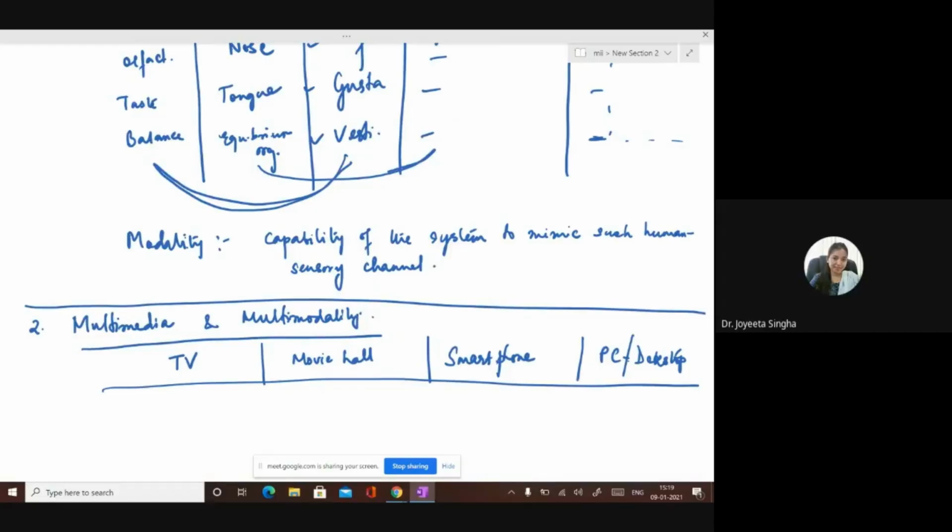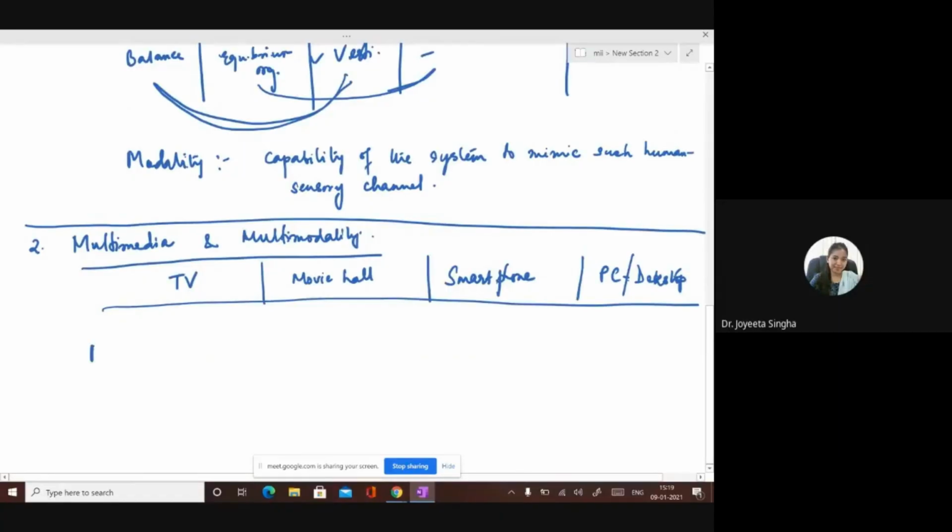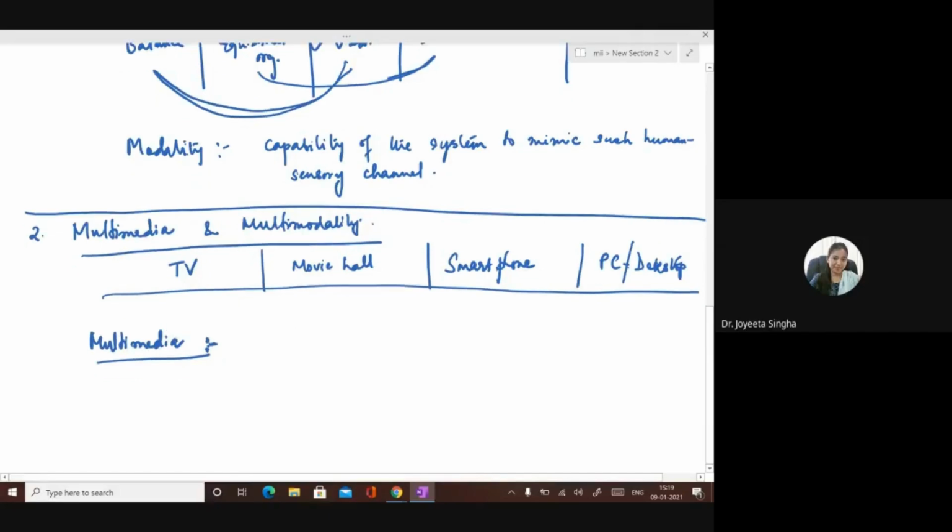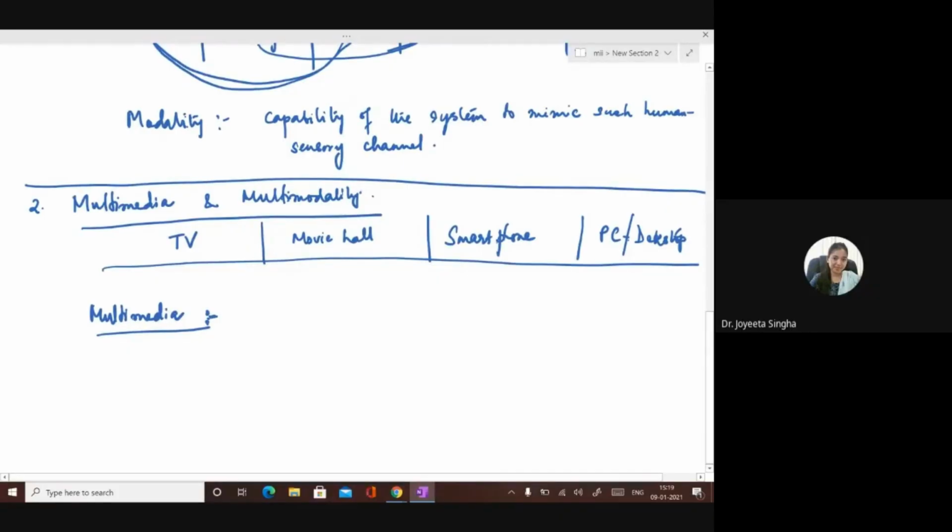Let me first give you the definition so that you are able to distinguish them. These two terms are a bit different. Once I write the definition, it will be clear how you can classify a system or device as multimedia or multimodality. Multimedia, as the name implies, means multiple media. We have already seen that a medium is a technical means to store, transfer, and convey information.